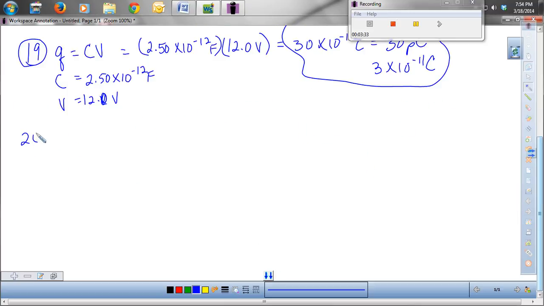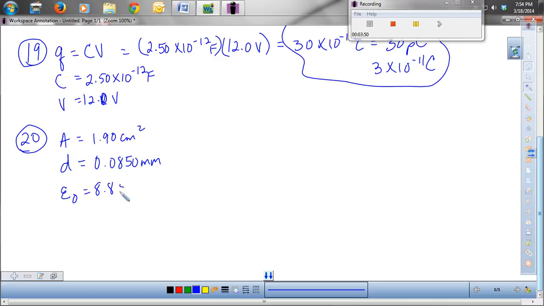All right, number 20. Number 20, you had a parallel plate capacitor. The area was 1.9 centimeters squared. The distance of separation was 0.0850 millimeters. Epsilon naught was a constant. So you had to go back and think about the unit before this one, where we said C was equal to epsilon naught A over D.